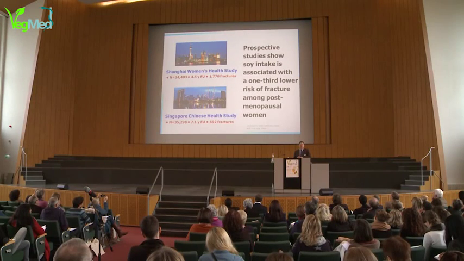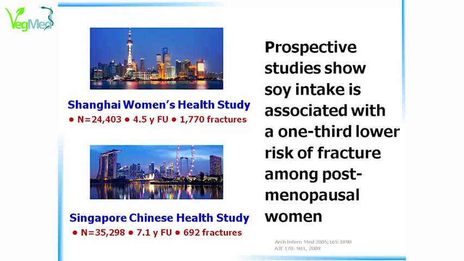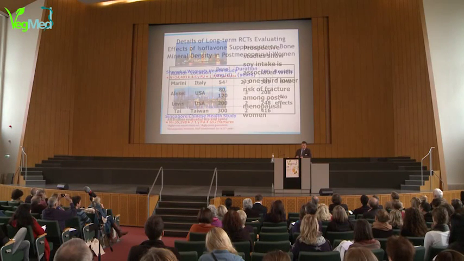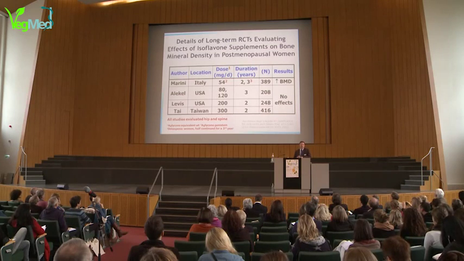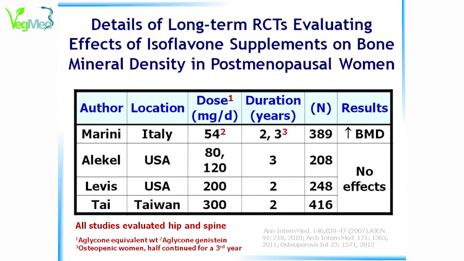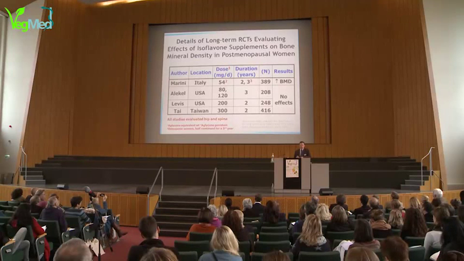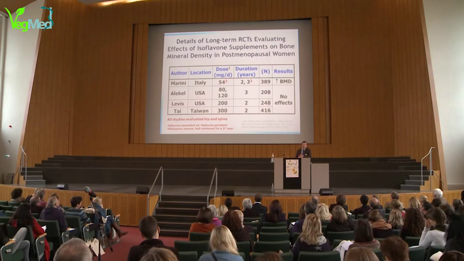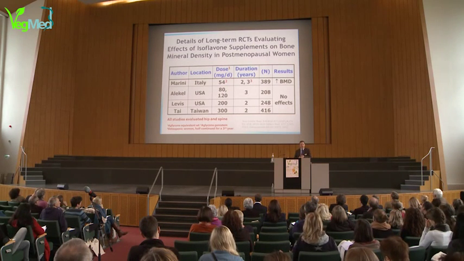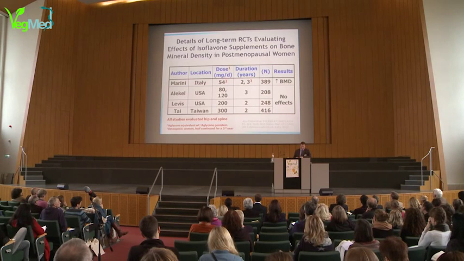We do have two prospective epidemiologic studies from Asia showing that women who consume soy foods are about one-third less likely to have a fracture in comparison to women who consume little soy. However, the clinical studies are very unimpressive. Four clinical studies have evaluated the effects of isoflavones on bone mineral density that have been at least 2 years in duration. One study was conducted in Italy, happened to actually be conducted at the University of Messina. There's a genetic connection, but I wasn't involved with that study.